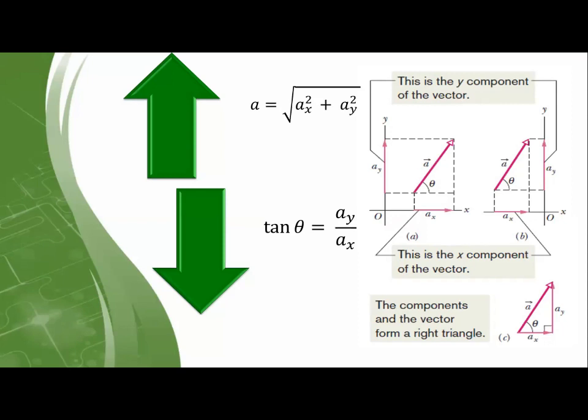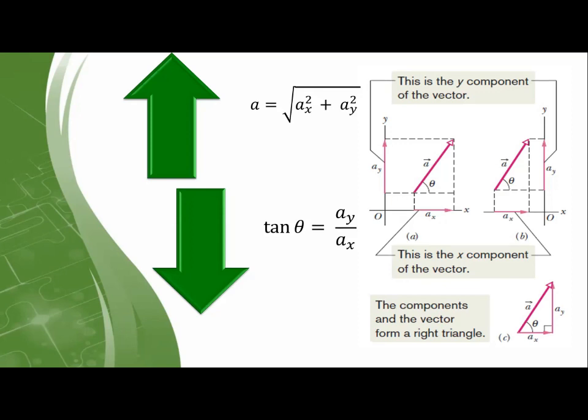Part C shows that A and its x and y components form a right triangle. It also shows how we can reconstruct a vector from its components. We arrange those components head to tail. Then we complete a right triangle with the vector forming the hypotenuse from the tail of one component to the head of the other component.